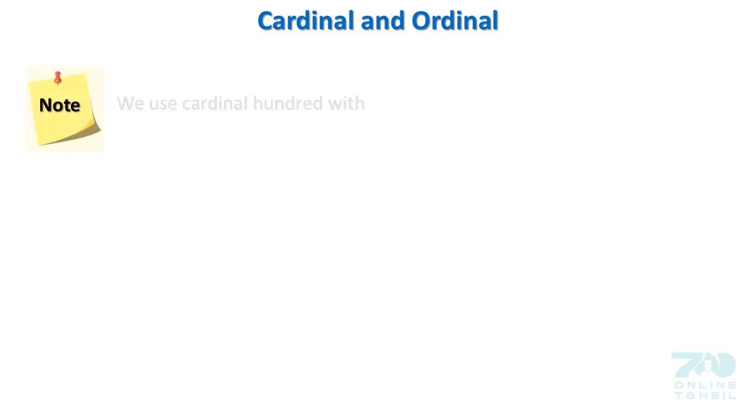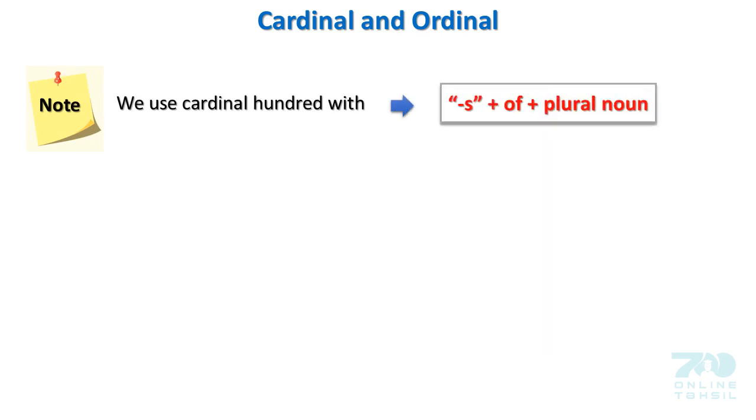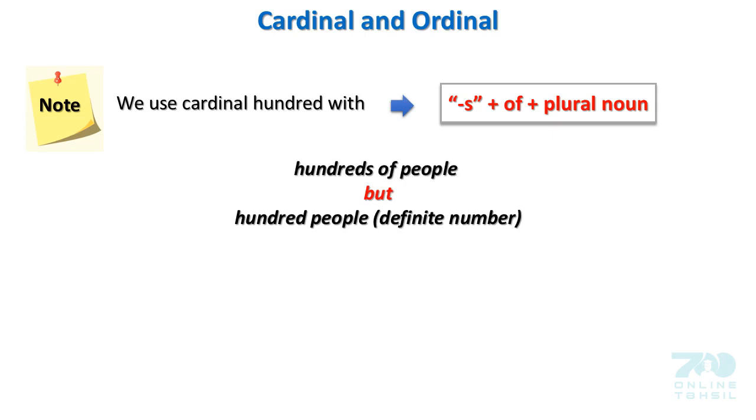Note: we use the cardinal hundred with s plus of plus a plural noun, implying an indefinite number. For example, hundreds of people. But 100 people is a definite number.